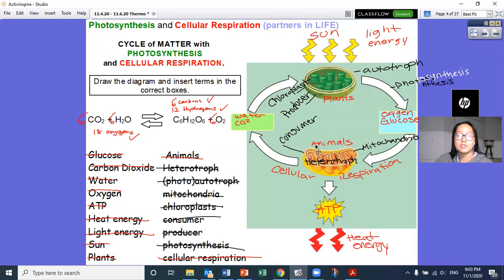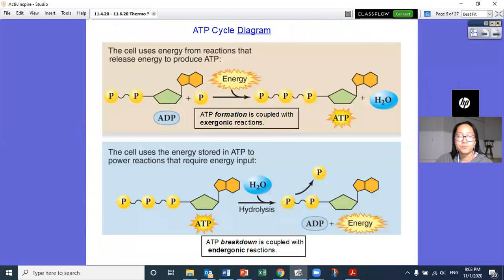And the only reason I want to mention this is because these are the main processes of metabolism, right? Building and breaking, as an example for the chemical reactions we're talking about.